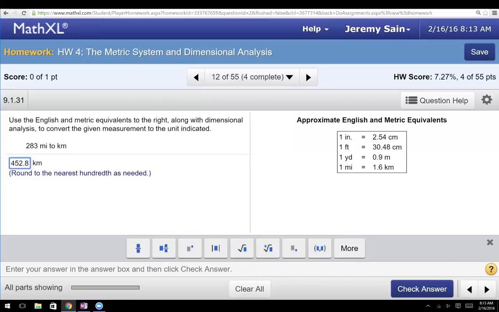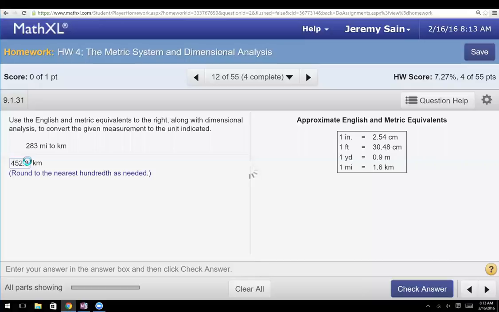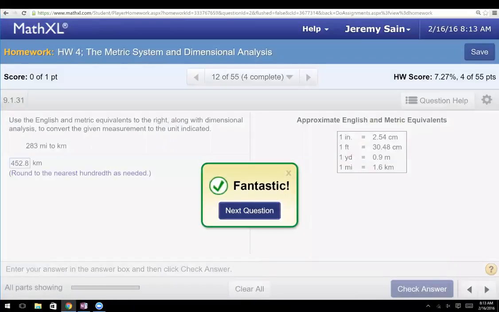A way you can double check yourself, especially because the table's right here, is to say, okay, 1 mile is 1.6 kilometers. 1 is smaller than 1.6. So if I look at my answer, the mile number should be smaller than the kilometer number. And sure enough, it is. So that says, hey, we must have done the right thing.